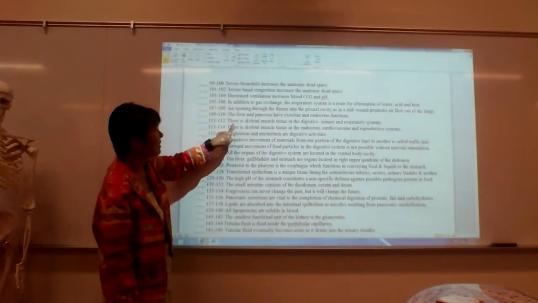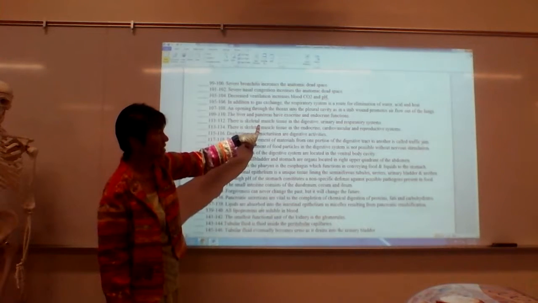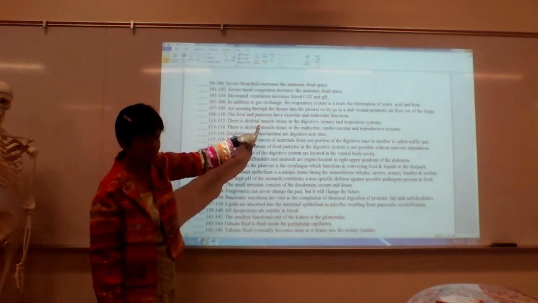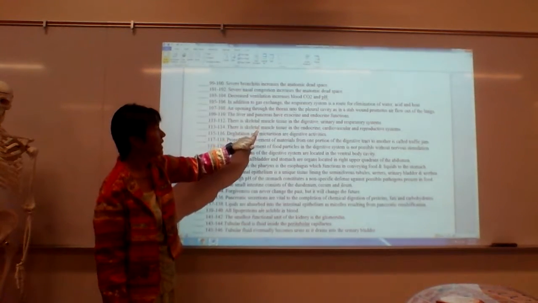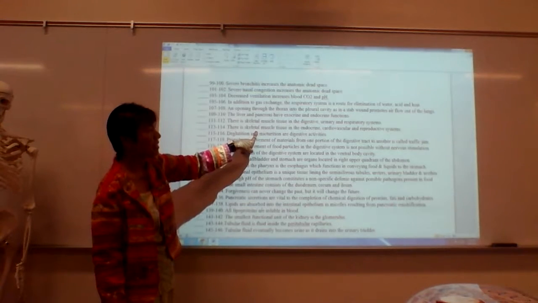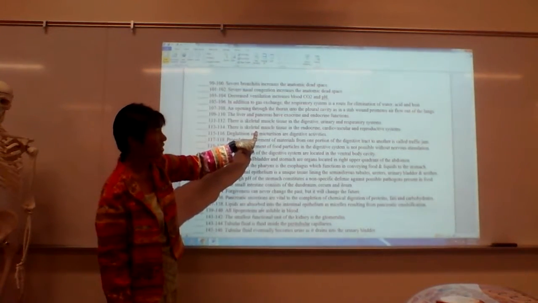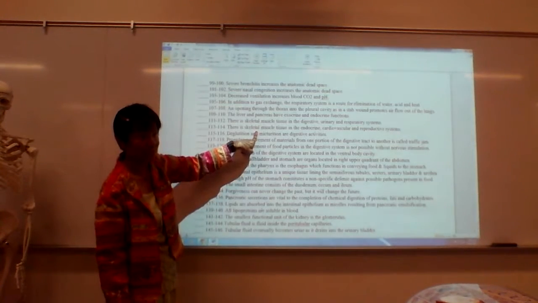There's skeletal muscle in the digestive, urinary, and respiratory systems. True or false? Yes, very good. True. There's skeletal muscle in the endocrine, cardiovascular, and reproductive systems. False, because the endocrine system has no skeletal muscle.